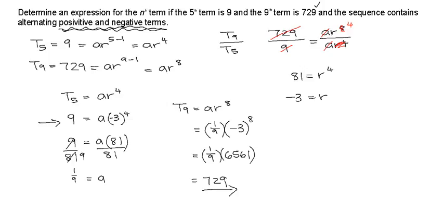On to our last step, which is just creating the actual general nth term. So let's talk about what is our standard form for a geometric sequence. Tn is equal to a times r to the power of n minus 1. We're just going to plug in the information that we've just calculated. So the value of a is 1/9. The value of r is -3. And then we're going to say n minus 1. And that's it. That is your general nth term.